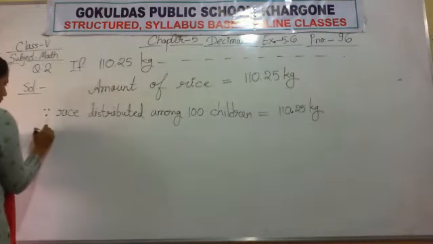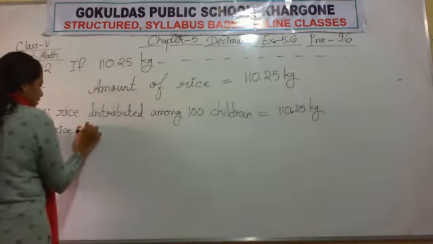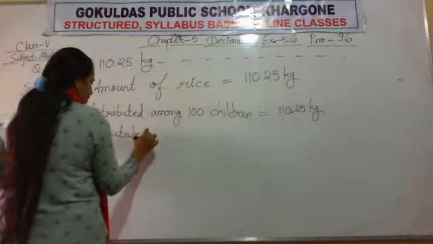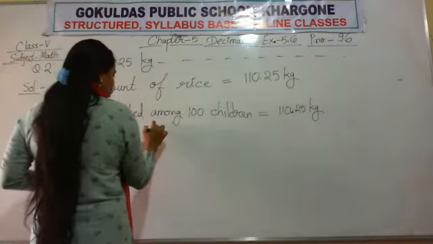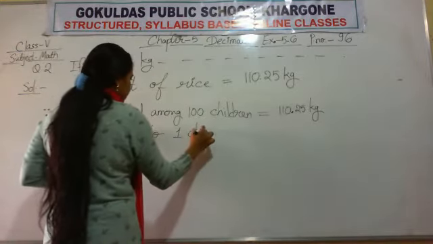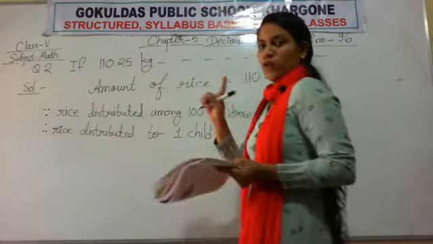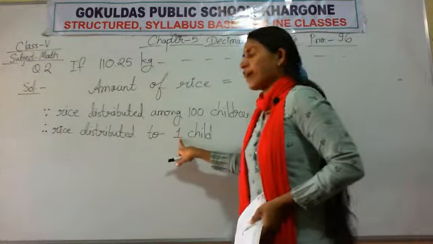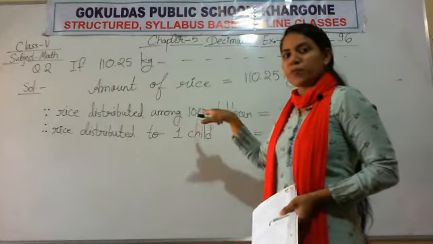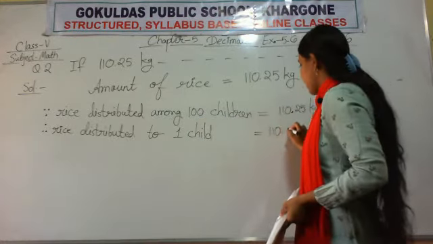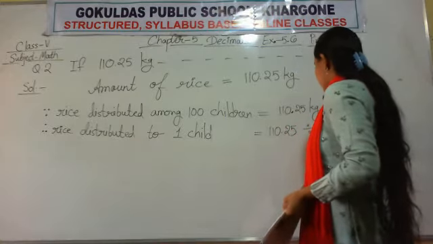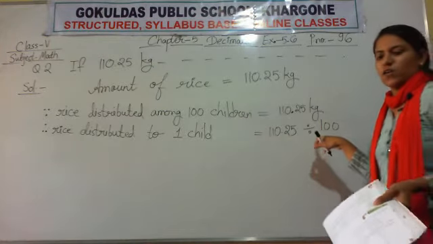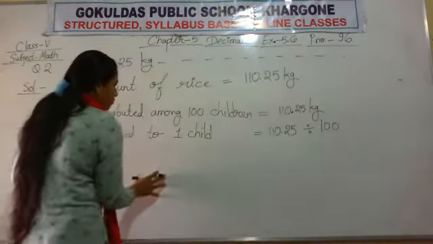Therefore, rice distributed to one child. Each means what? Here each stands for 1. The meaning of each is 1. So the data for 100 is given and you want to find for 1. So in such a case we perform division. So we will divide this 110.25 by 100. Okay, so let us perform our division here.